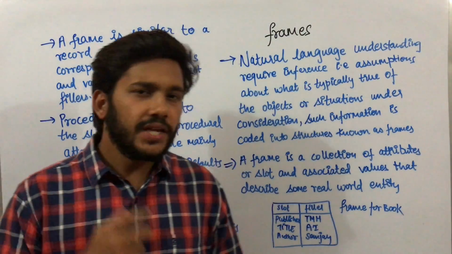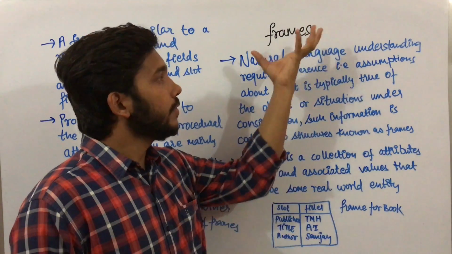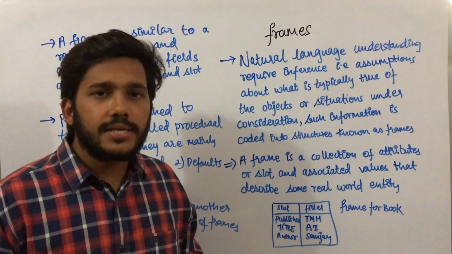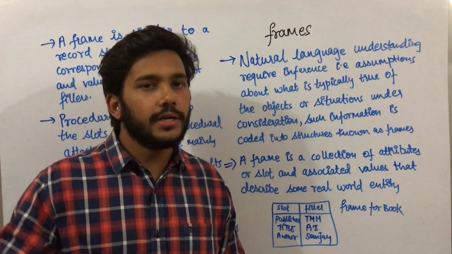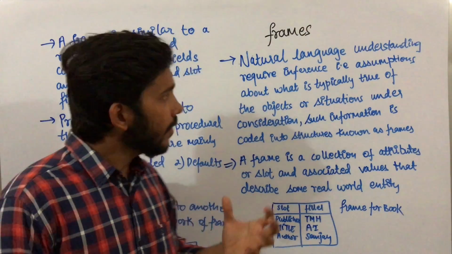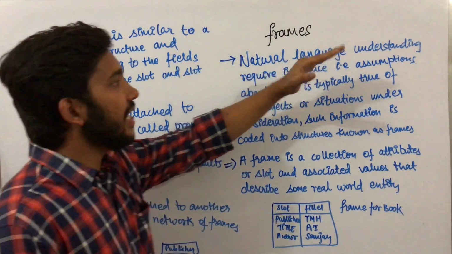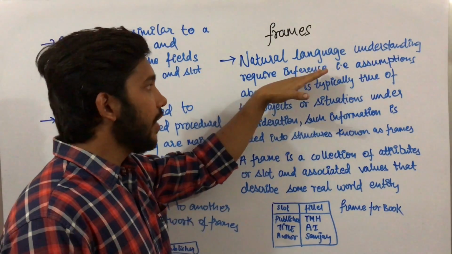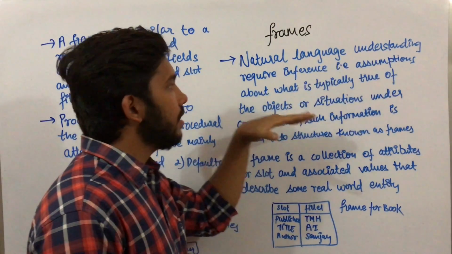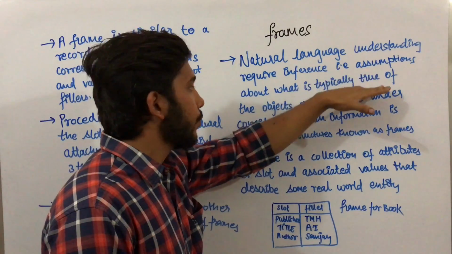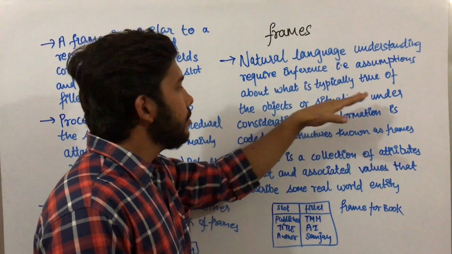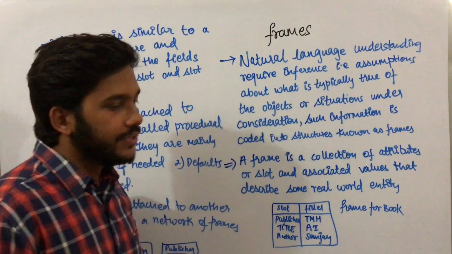Hi guys, in this video I'm going to talk about frames. It is a second type of weak slot and filler structure. So when these frames are used, natural language understanding requires inference, that is, assumption about what is typically true of the object or situation under consideration.